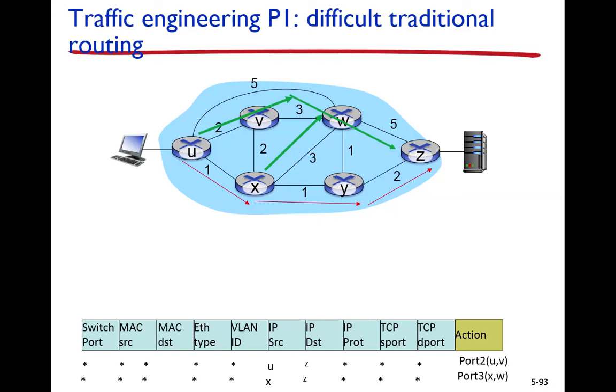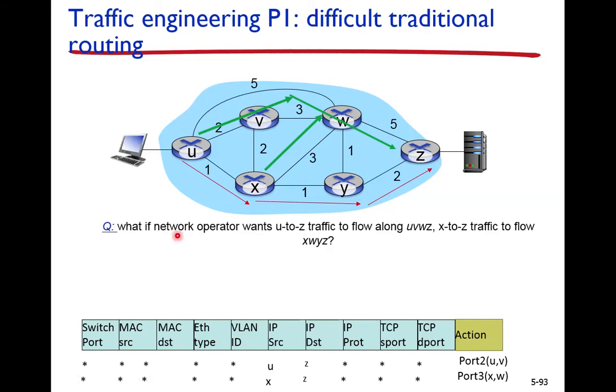Suppose we call this problem traffic engineering, P1, problem number one. Traffic engineering, what does it mean? It means that the traffic should be routed based on some predefined criteria. For example, in the traffic engineering P1 problem, suppose the network operator wants the U to Z traffic to flow along the U, V, W, Z path, and the X to Z traffic to move along X, W, Z.